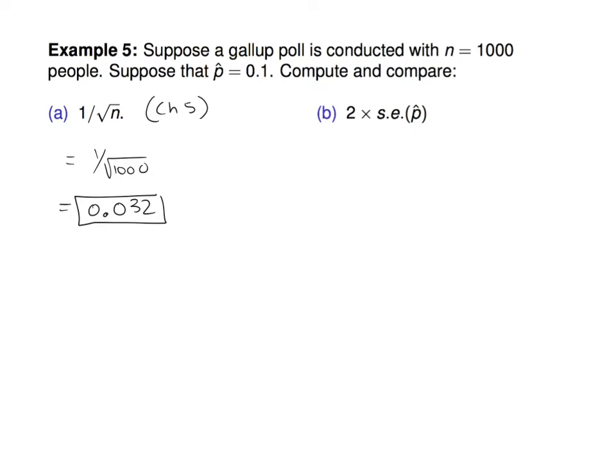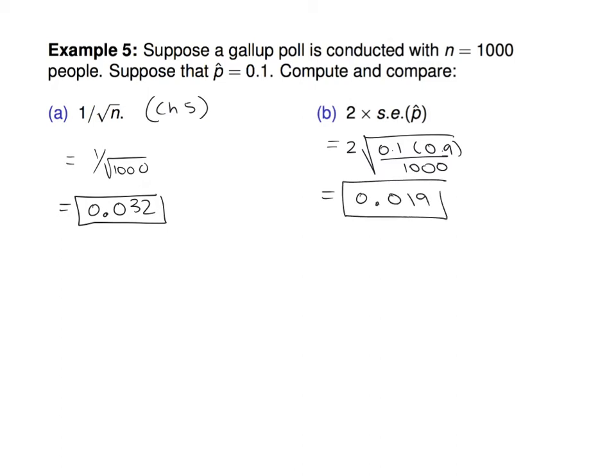In this case, we would have 2 times the root of 0.1, 1 minus 0.1 is 0.9, over 1,000, which comes out to be 0.019. This guy always overestimates that guy, or is always a bigger margin of error.